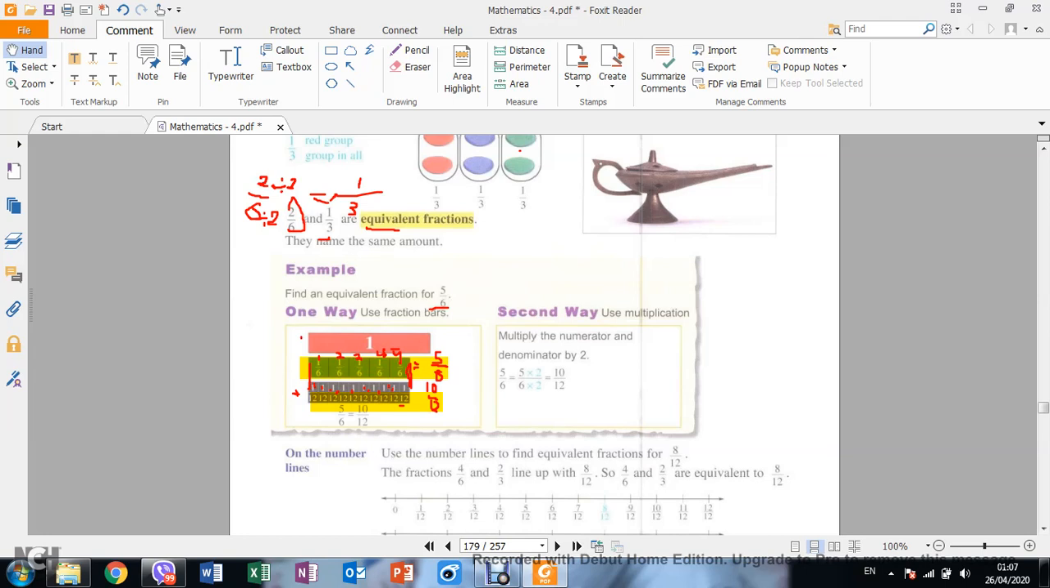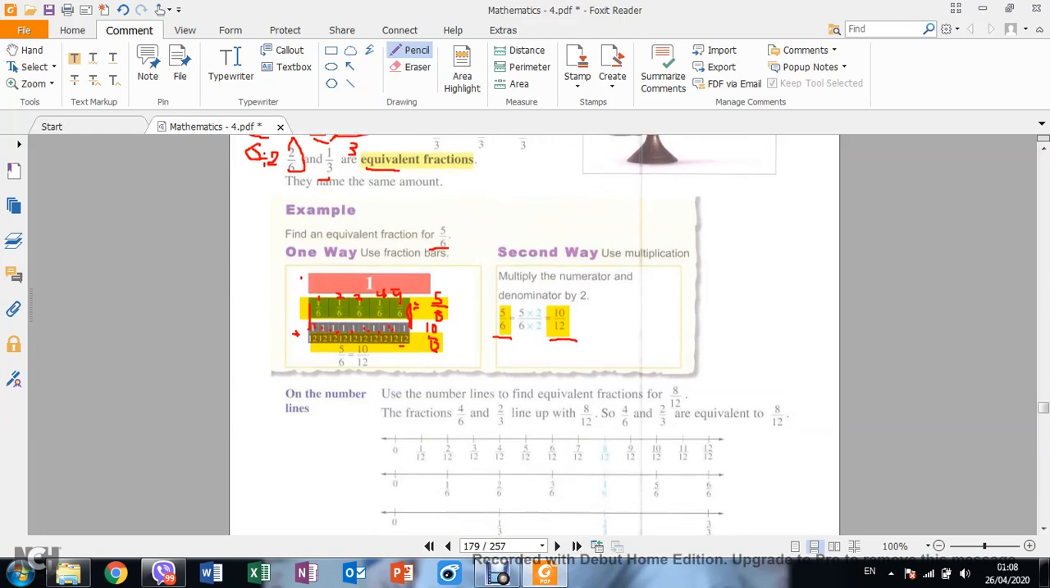The second way is to use multiplication. You can use multiplication without modeling. For 5/6, for example, I multiply 5 by 2. 5 times 2 is 10, and 6 times 2 is 12. So they are equivalent to each other: 5/6 is equivalent to 10/12.